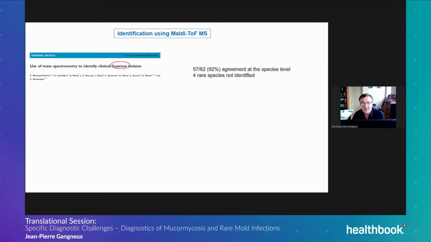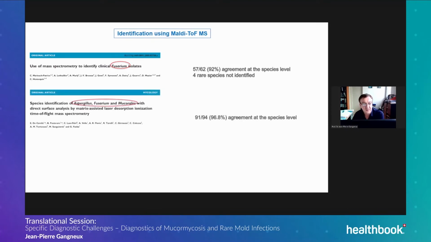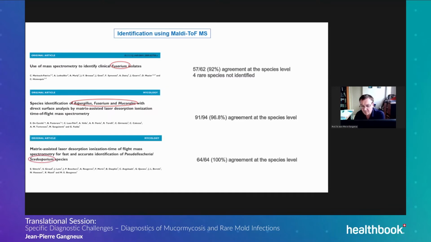Some other papers on the use of MALDI-TOF mass spectrometry identification, here on Fusarium with 92% of agreement at the species level. Here, within a mix of Aspergillus, Fusarium, and Mucorales fungi, 96% of agreement at the species level. And here, regarding Scedosporium, 100% agreement at the species level. So surely, mass spectrometry is a very good tool for the routine identification of the rare molds.